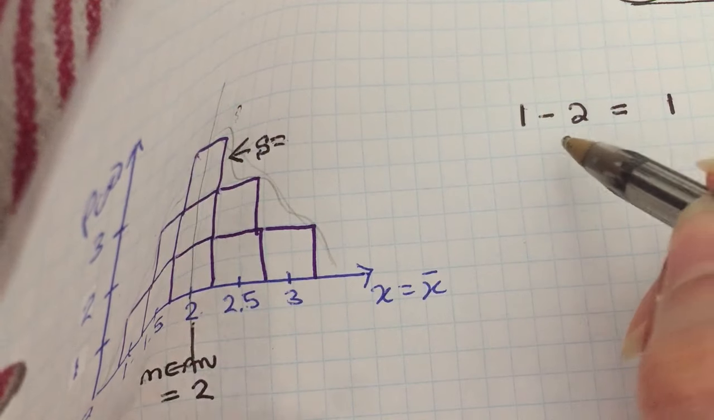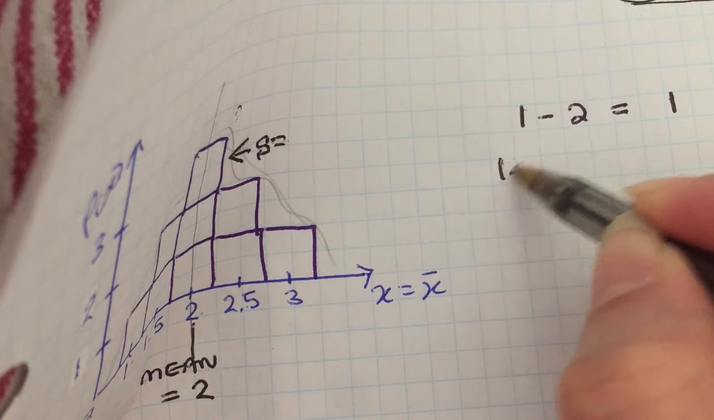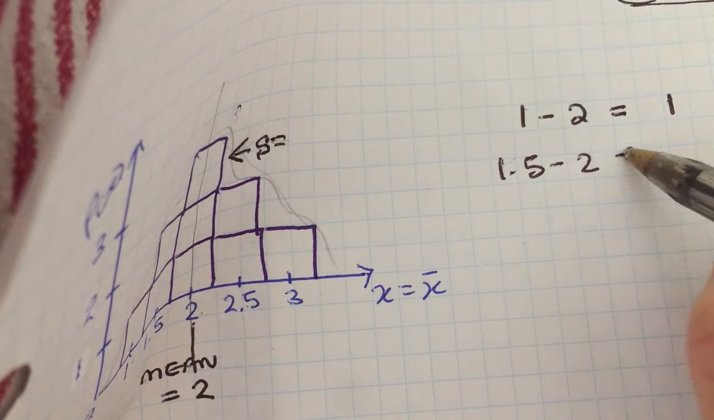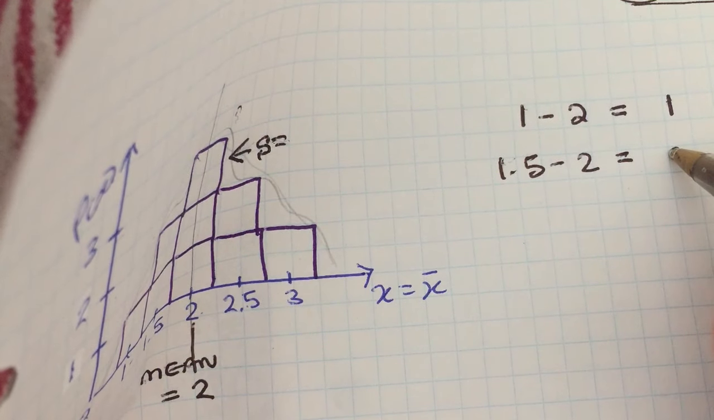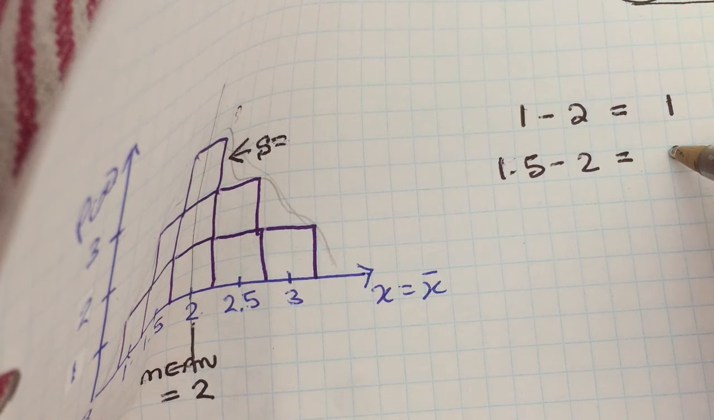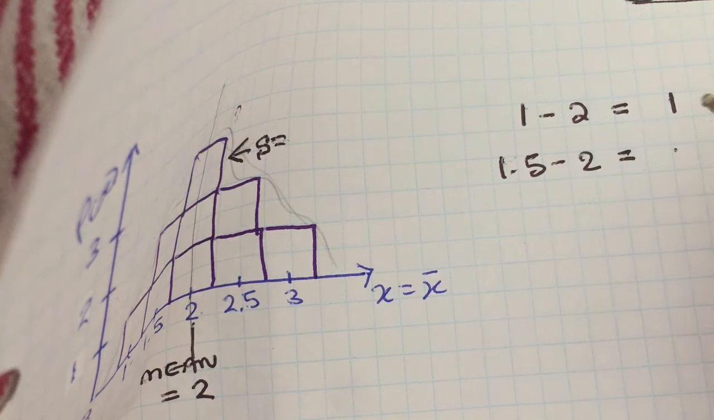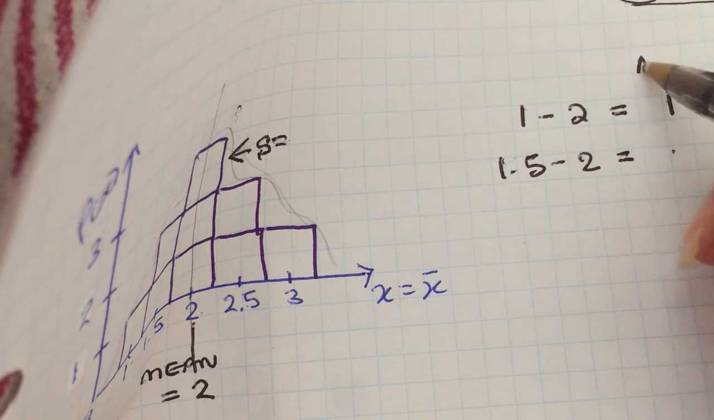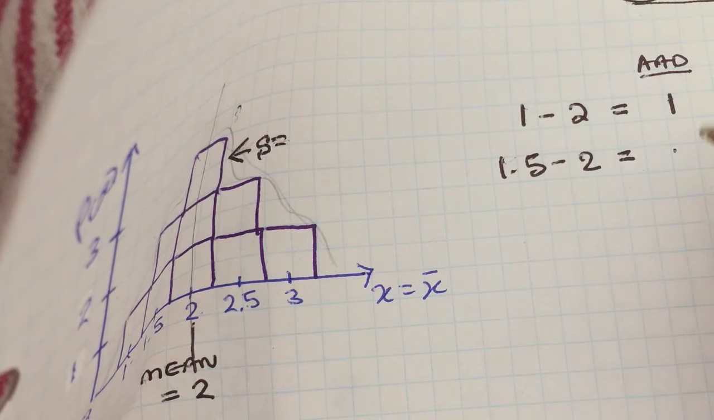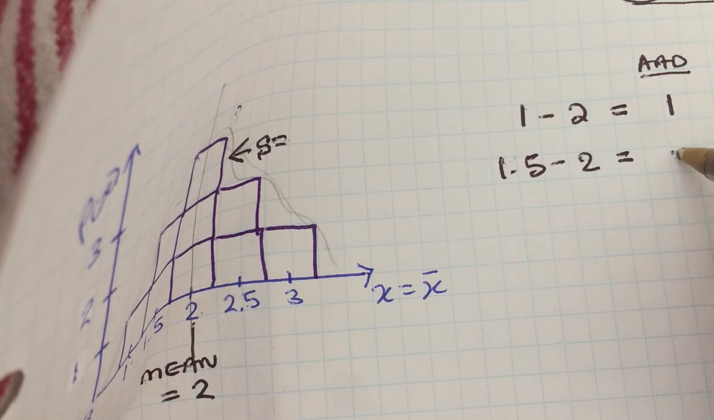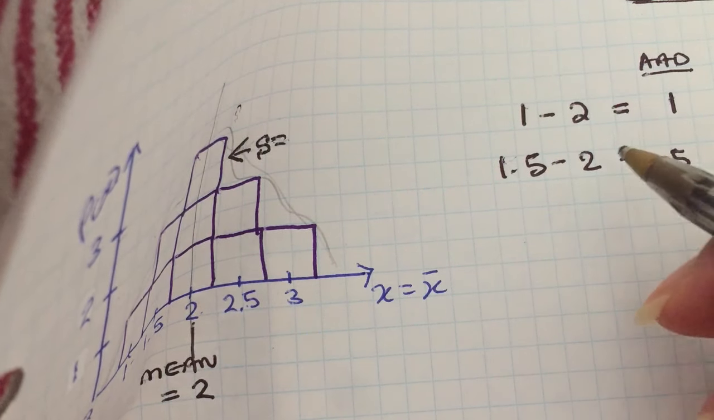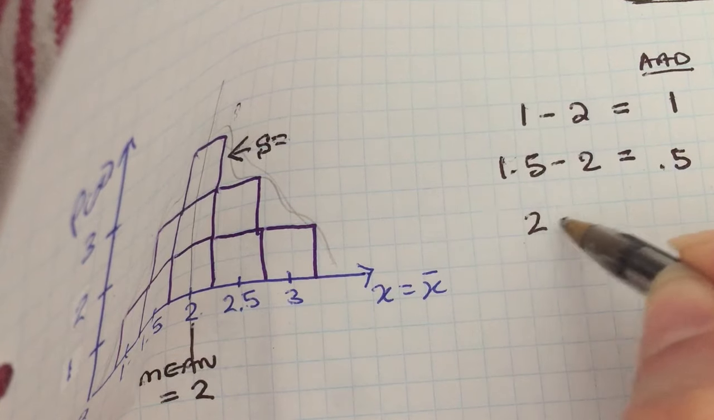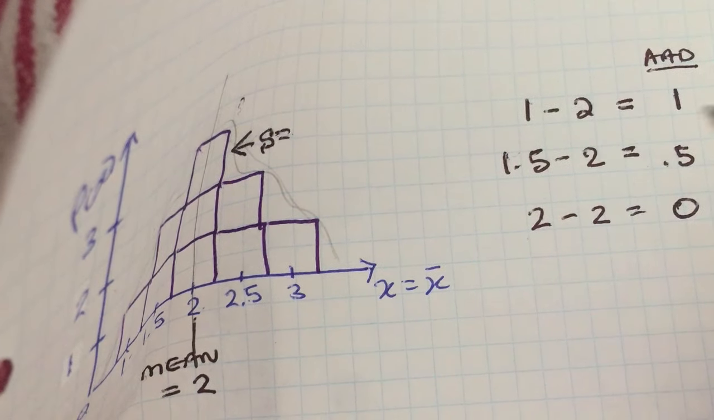What's the distance of 1.5 from 2? This is the absolute difference in the distances. As you can see, I'm subtracting them, but it's negative, but then you just take the absolute distance. It's obviously 0.5. And then 2 minus 2 is 0.